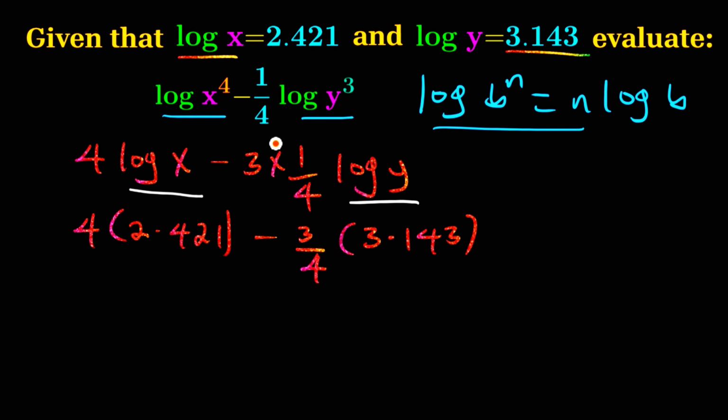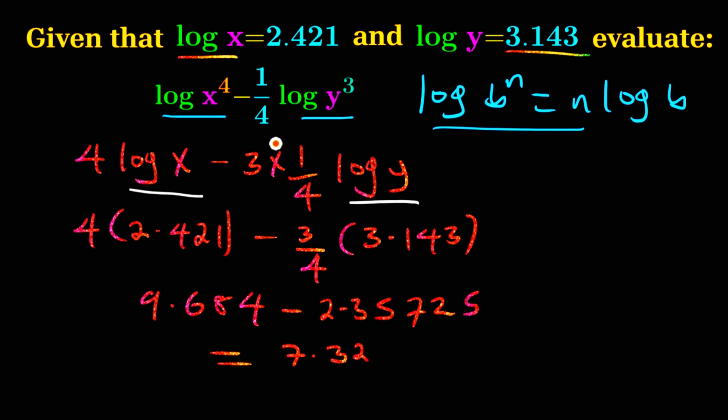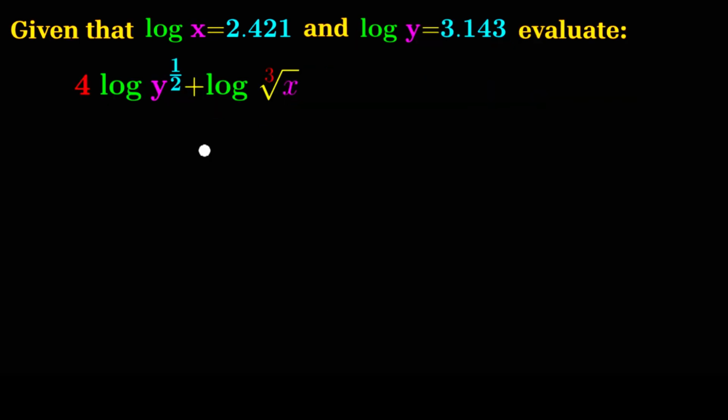So 4 times 2.421 is the same as 9.684. Then minus 3/4 times 3.143, which is 2.35725. When you get the difference, this is going to be equal to 7.3265. In the next expression, we have 4 log y power half plus log of the cube root of x.